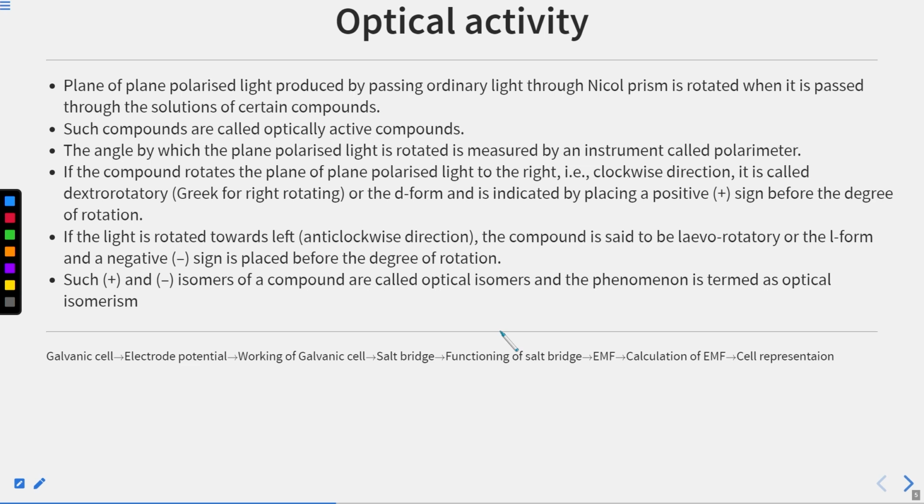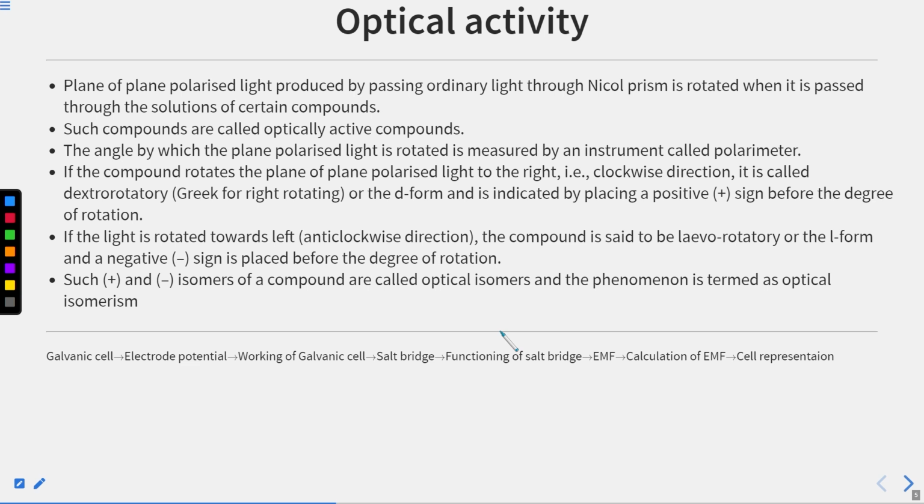Okay, now talking about optical activity, what makes a compound optically active? If you pass plane polarized light, you must have heard this term, plane polarized light. Basically, to give a small description of it, it is light whose waves oscillate on one plane and not on multiple planes. So they are termed plane polarized light. And how is it produced? By passing the original light through a Nicol prism. If you pass normal light through the Nicol prism, it will make that light plane polarized.